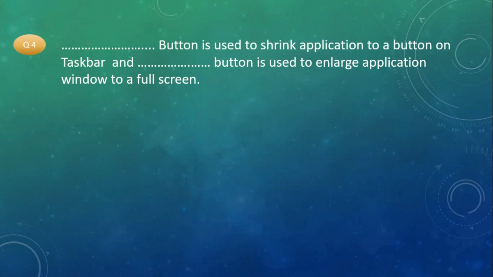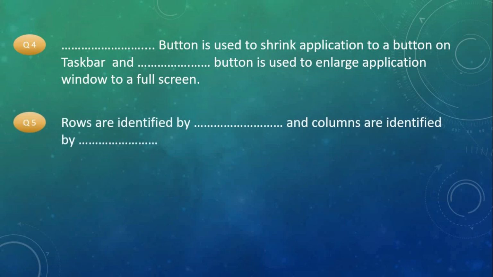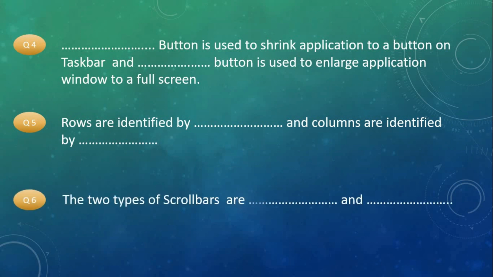Fourth question, dash button is used to shrink application to a button on taskbar and dash button is used to enlarge application window to a full screen. Next question, rows are identified by dash and columns are identified by dash. The two types of scroll bars are dash and dash.